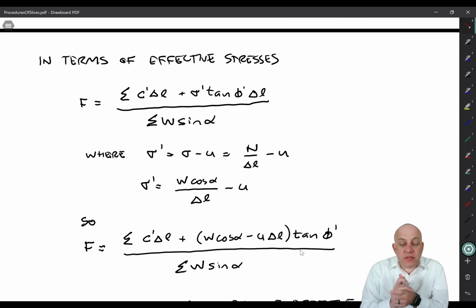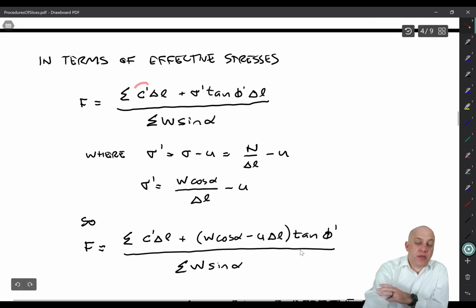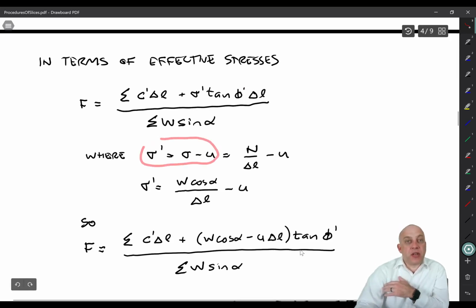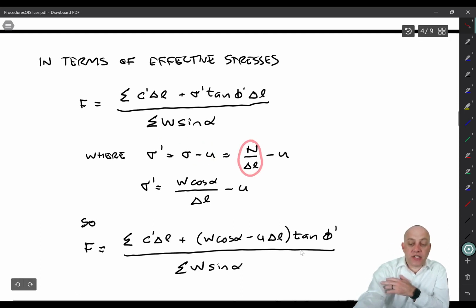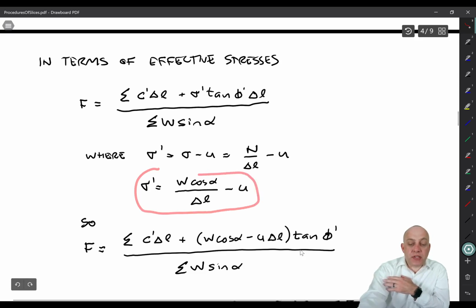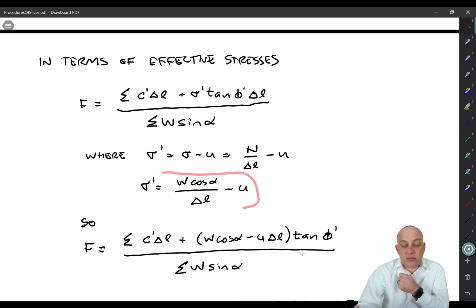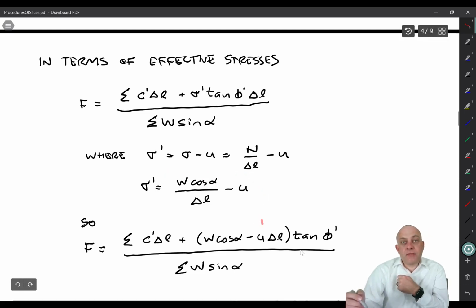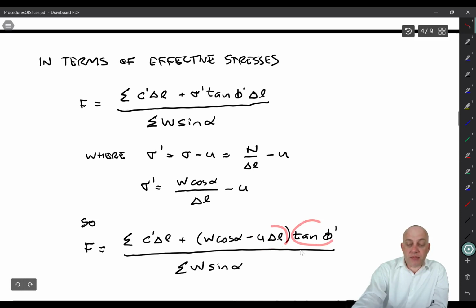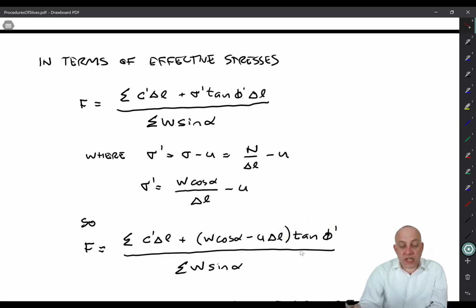All right, now if we want to do this in terms of effective stress, what we need to do is substitute now c prime and phi prime, or sigma prime, and then we'll do a phi prime for the strength term up there. And of course, effective stress is equal to total stress minus pore pressure. So you would get N over delta L minus U, right? That's N over delta L is equal to the normal total stress, and then U is the pore pressure. So we get sigma prime is equal to W cosine alpha over delta L minus U. Then if we plug that into our equation of the ordinary method of slices, we get this minus U delta L term times tangent of phi after multiplying through the delta L's.